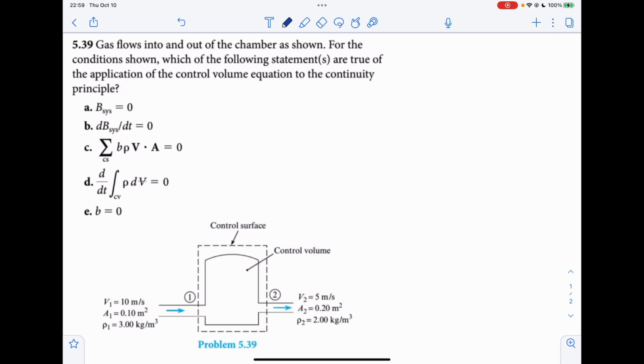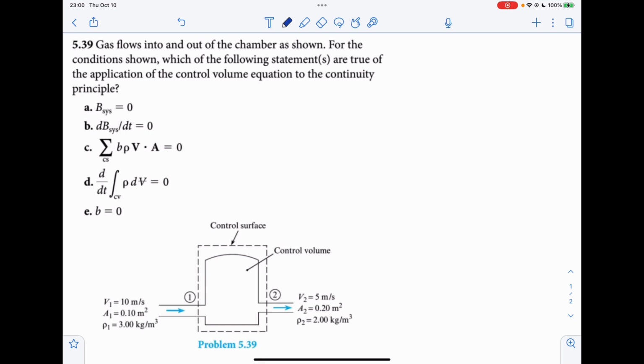Today we're going to talk about the solution of homework 7. So let's look at the first problem. This is about a concept of chapter 5. It says we have gas flows into and out of the chamber. And the problem is asking which of the following statements are true of the application of the control volume equation to the continuity principle.